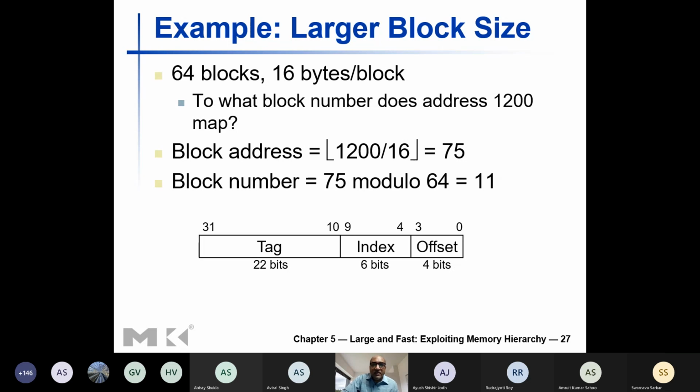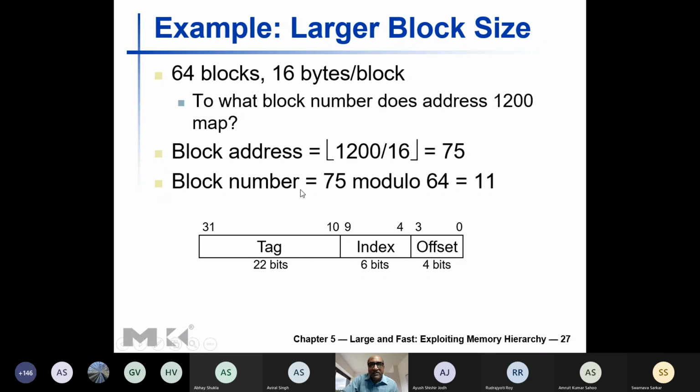Is it clear why you got 2 power 28 minus 1 as the maximum possible block address? Anybody? Hello? Is it audible? Hello? Yes, it is audible, sir. Okay, fine.